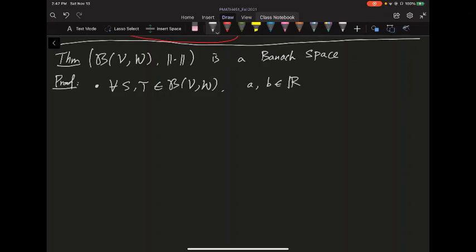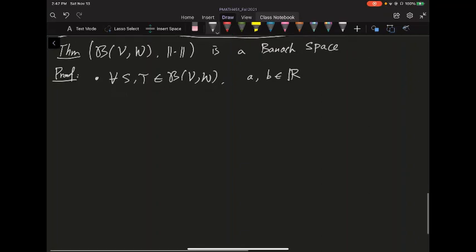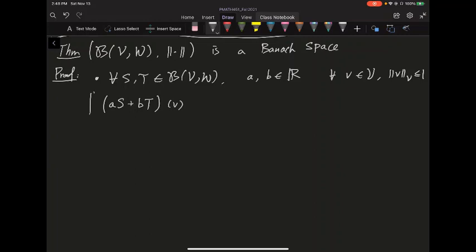Again, all the vector spaces are real valued, well, over the reals. So let's take our real scalars. Now I need to consider what happens to AS plus BT. This is what we want to show. We need to show this is again bounded. So let's just take any vector v inside V where the norm is less than or equal to 1.